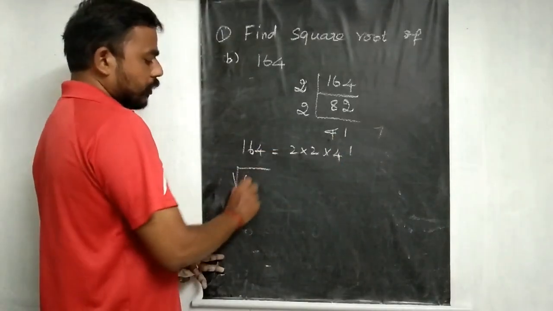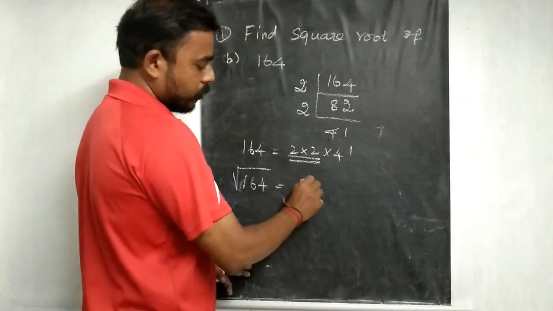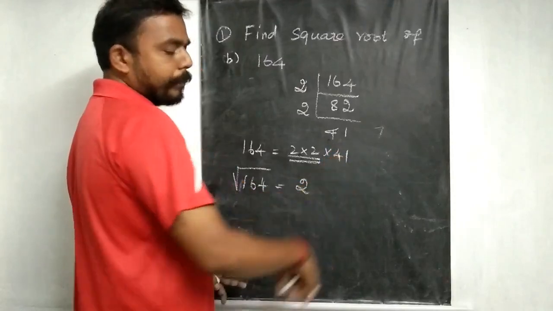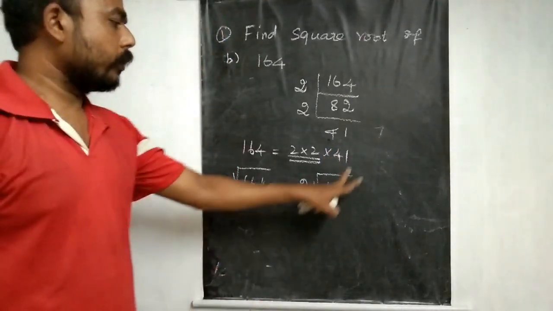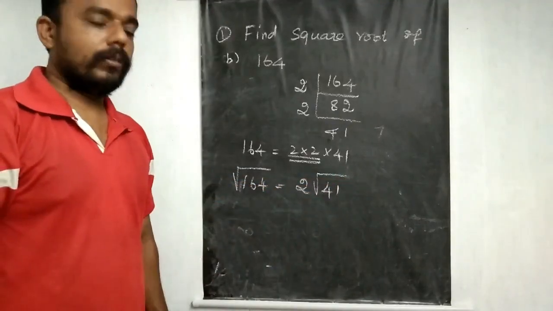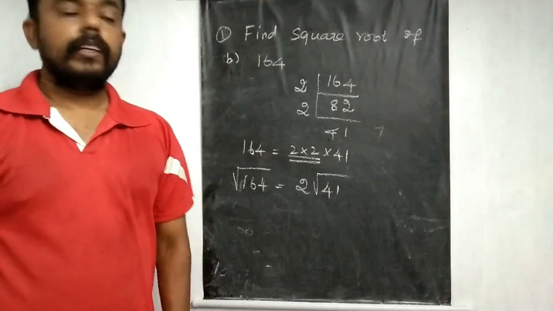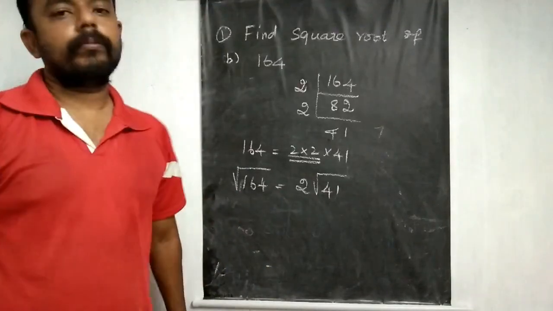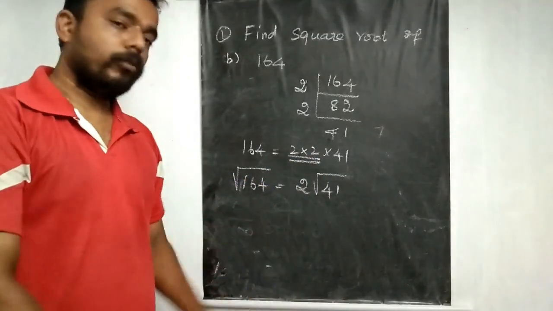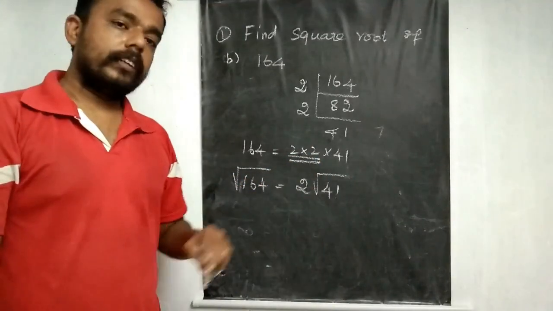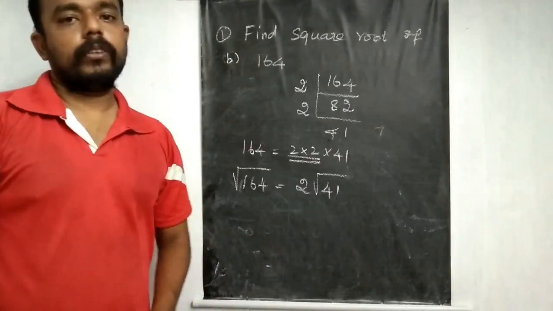Now root of 164 equals, using this pair, write one 2. 41 is not a pair, right? As it is, root 41. That's all. No need to write this number alone. Just write the symbol 2 root 41. This is the square root of this number. So if you have a pair, just write one number outside. You can write those numbers without a pair inside the root. Okay.